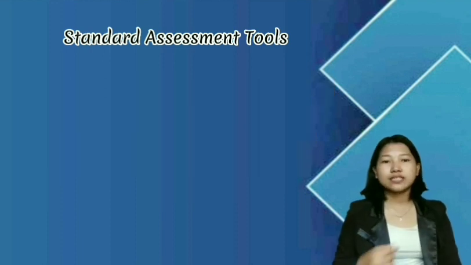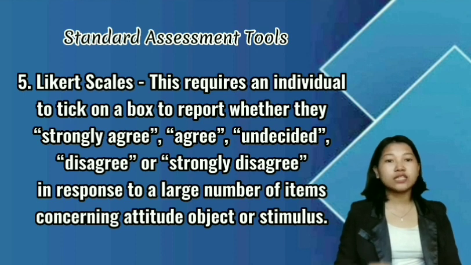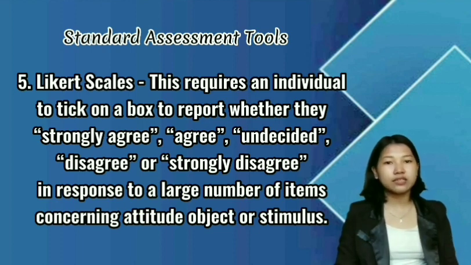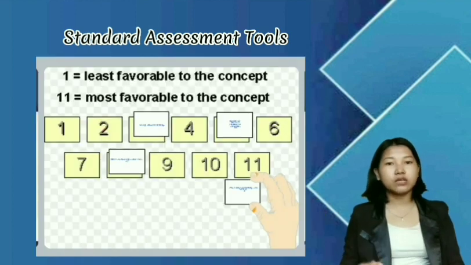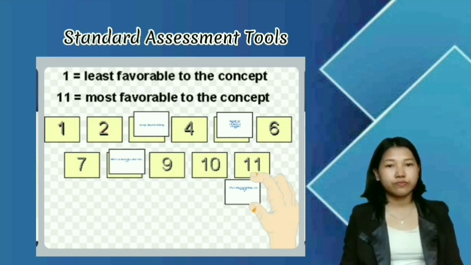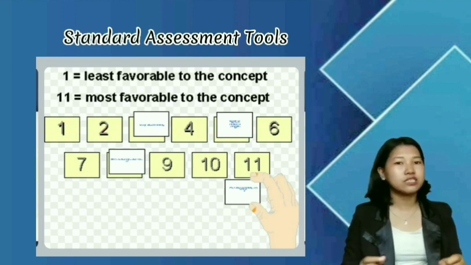Number 5, the Likert scales. This requires an individual to tick a box to report whether they strongly agree, agree, are undecided, disagree, or strongly disagree in response to a large number of items concerning an attitude, object, or stimulus. Likert developed the method of summated rating, or the Likert scale, in 1932. So for example, the statement is, I do not like to solve algebra.